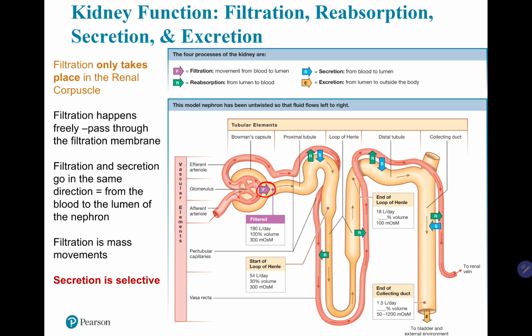And so reabsorption, going from the tubule back into the blood. Whereas secretion, that selective process, is going from the blood back into the lumen, right? Back into the lumen. So filtration and secretion go in the same direction, from the blood to the lumen, whereas reabsorption is going to go in the opposite direction because you're reabsorbing it back into the body, going from the tubule back into the blood. Okay?